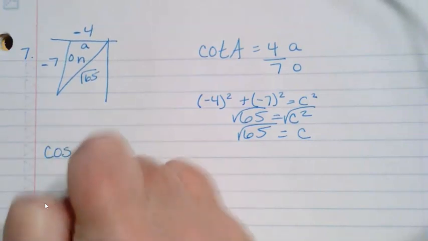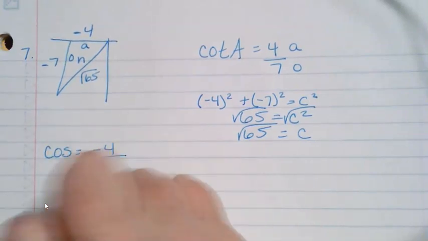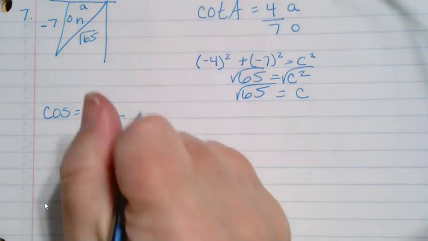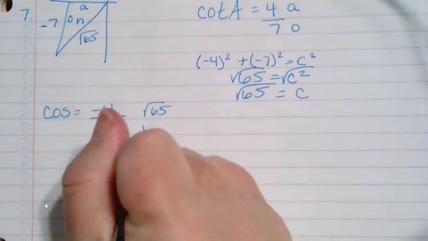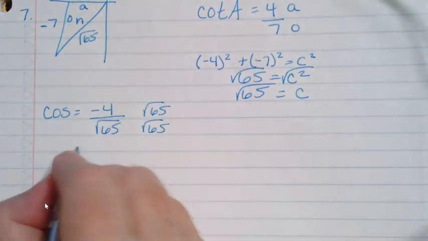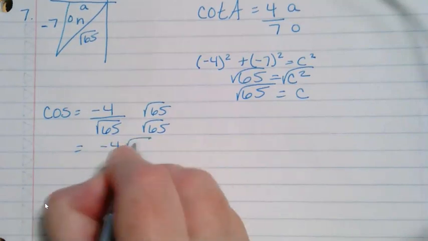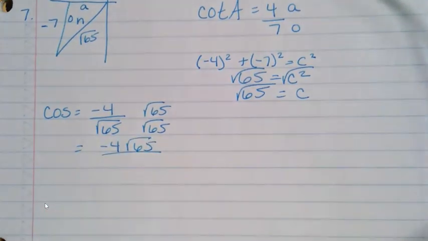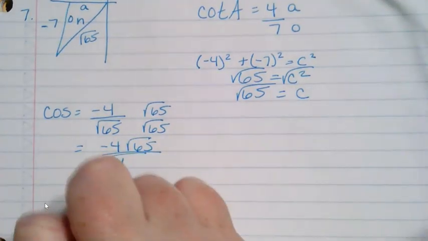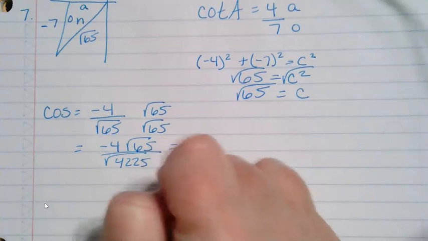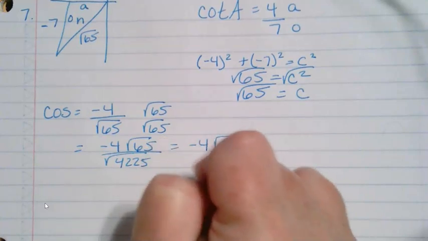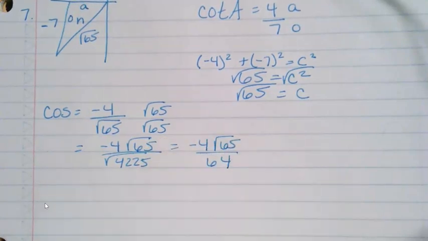Which is A over hypotenuse. We can't have this. So this is negative 4 over the square root of 65 over the square root of 4225, which is just negative 4 square root of 65 over 65.